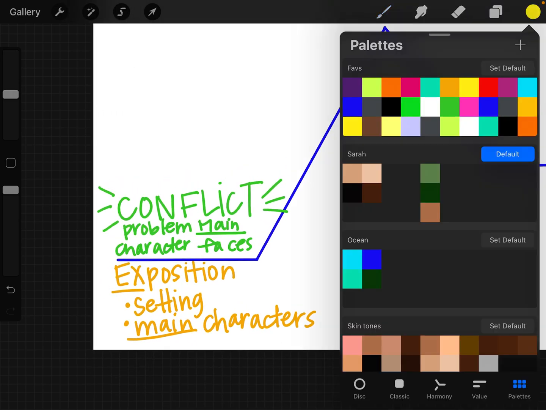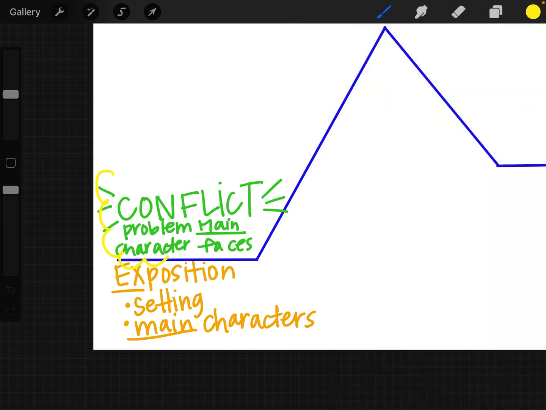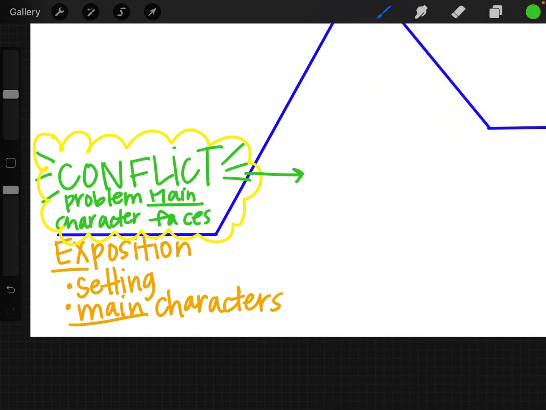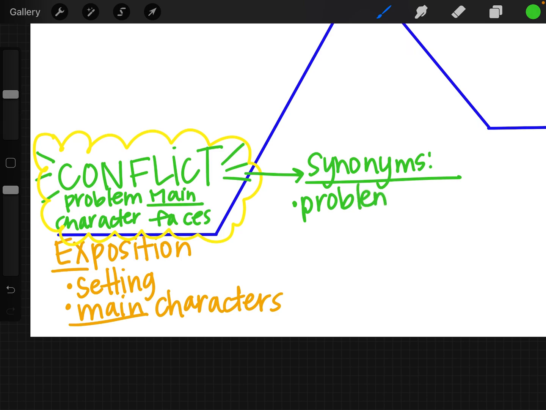Okay, I'm going to bubble this in yellow. If you want to highlight it, whatever you can. Without the conflict, you have no story. Okay, here's a side note, and I want you to write these synonyms off to the side. Okay, a synonym is a word that means the same or nearly the same as another word. So you might hear a synonym for the word conflict such as problem or incited incident.